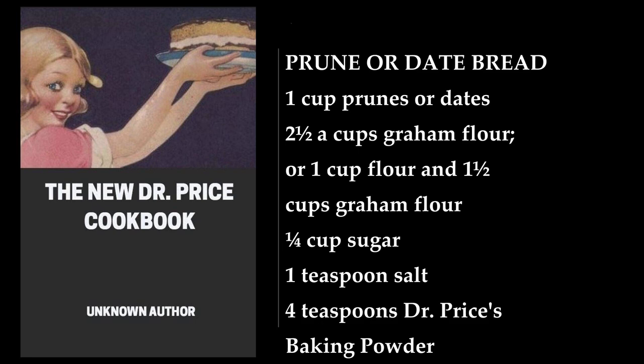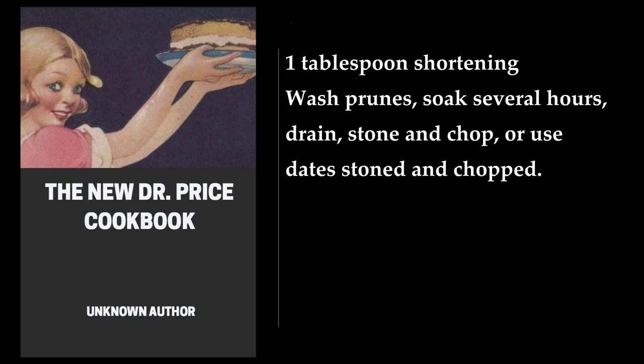Prune or date bread. 1 cup prunes or dates. 2½ cups graham flour. Or 1 cup flour and 1½ cups graham flour. 1/4 cup sugar. 1 teaspoon salt. 4 teaspoons Dr. Price's baking powder. 1 cup milk. 1 tablespoon shortening.